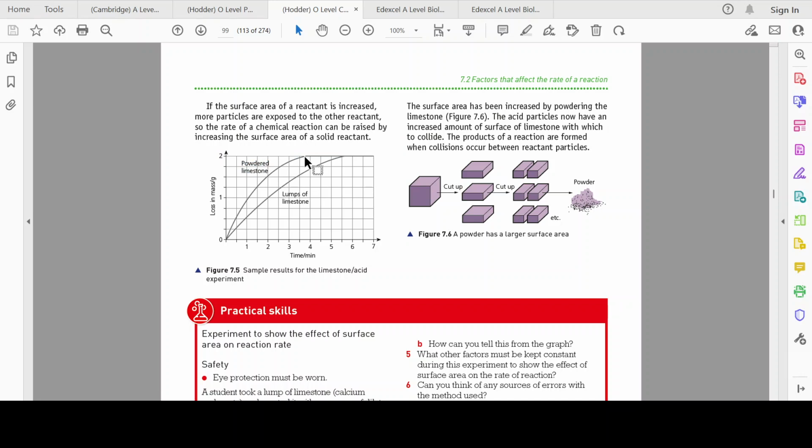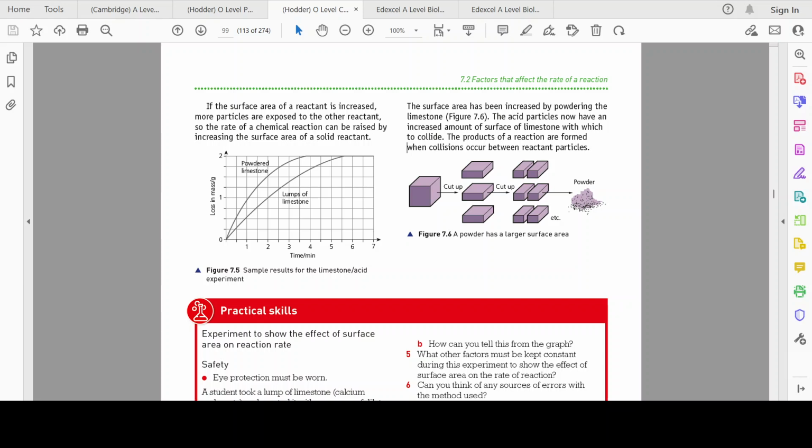It was lost at about 3.75 minutes, so that's 3 minutes and 45 seconds approximately, whereas it took nearly 5.5 minutes, a little more, for the lump to lose that same mass. So all of it did react, it just took longer. So increasing the surface area increases the rate of reaction.